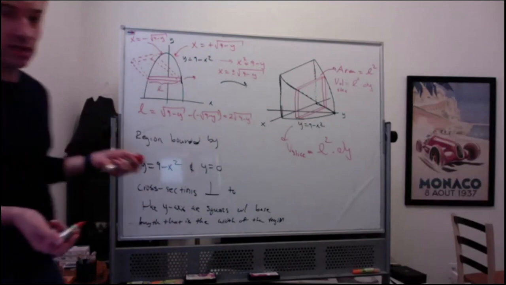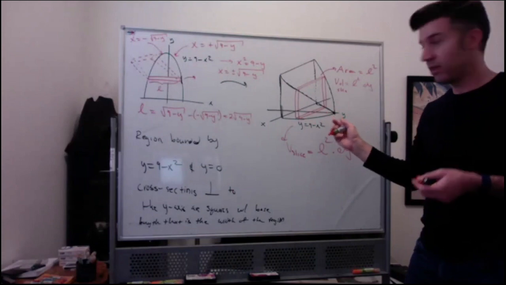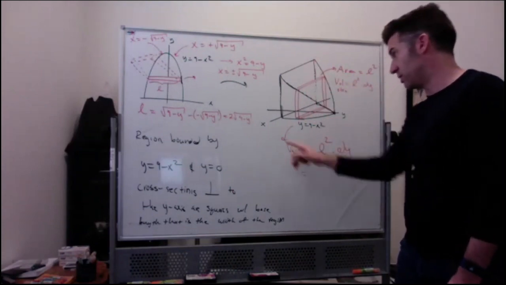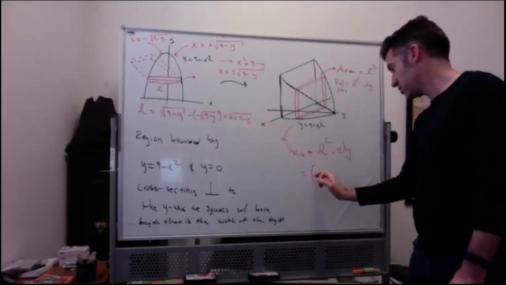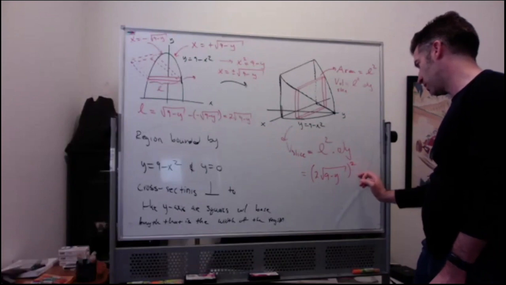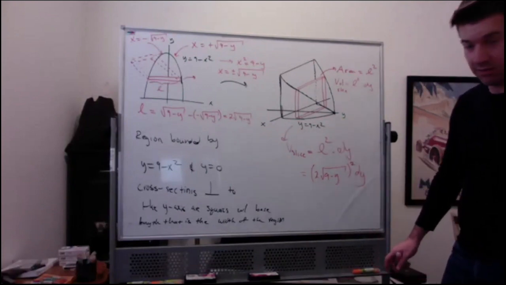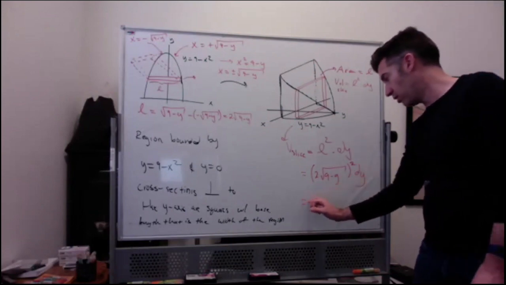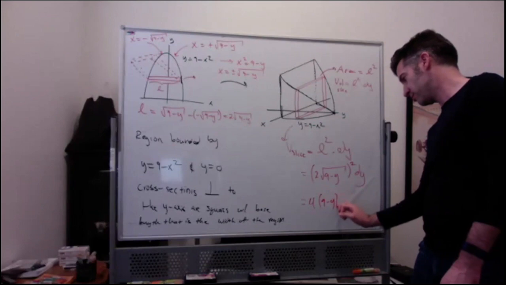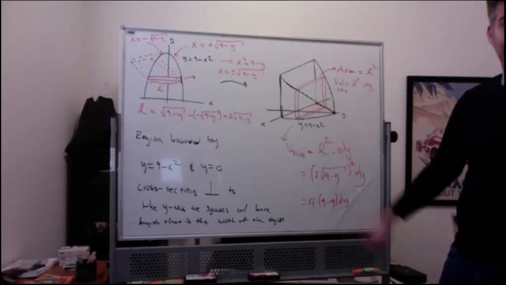So that's what's going to be the length of one of the sides of this square. So then the volume of this particular slice is going to be that 2 square root of 9 minus y quantity squared dy, which we can totally simplify. 2 squared is 4, the square root of 9 minus y squared is 9 minus y. Great, that's the volume of that slice.